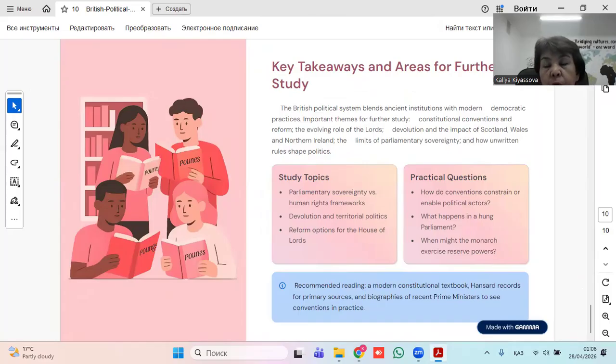And from this lecture, we have takeaways and areas for further study, study topics and practical questions. You may answer these questions as a seminar task.